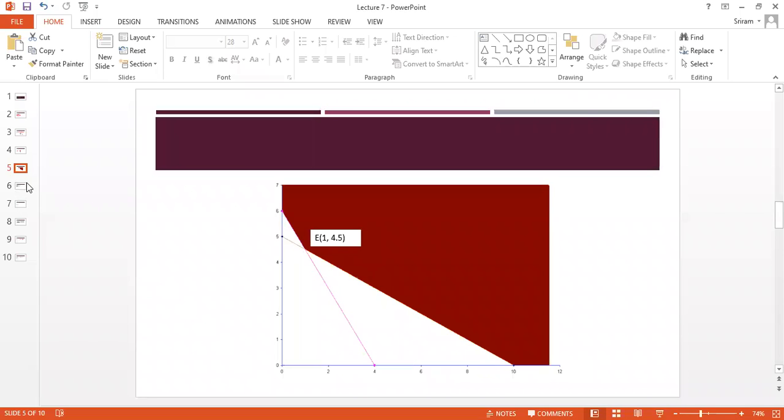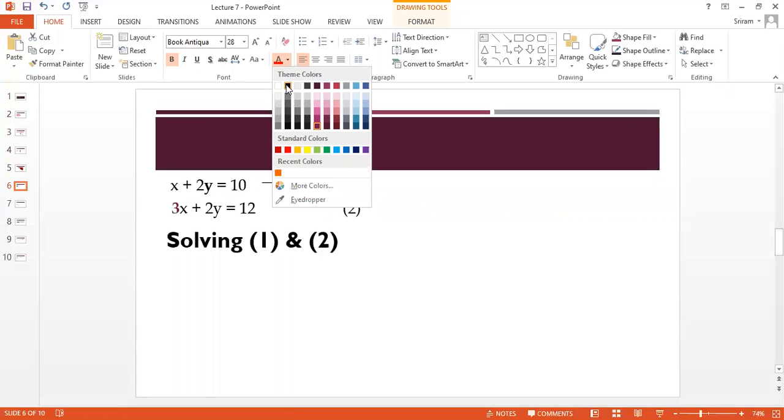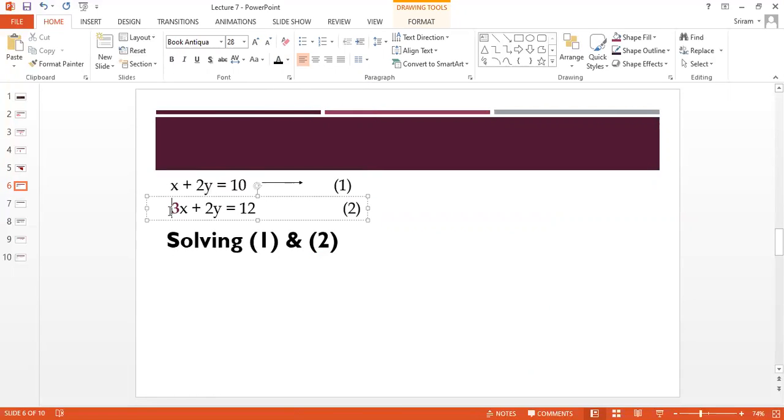But for considering the point, we need to solve the two equations. I have the first equation, x plus 2y is equal to 10, and the second equation, 3x plus 2y is equal to 12. I am going to take these two equations and solve them. Do you know how to solve the equation? We discussed some ideas in the last class.